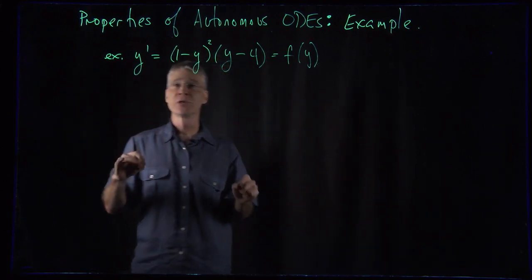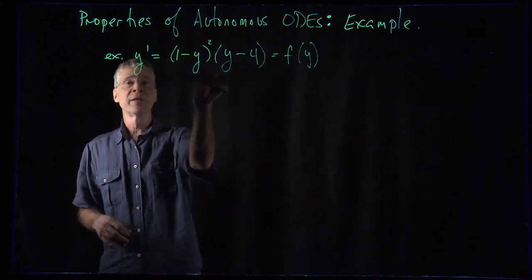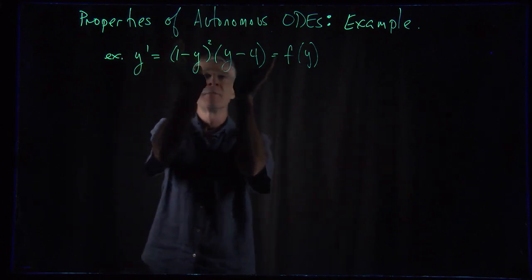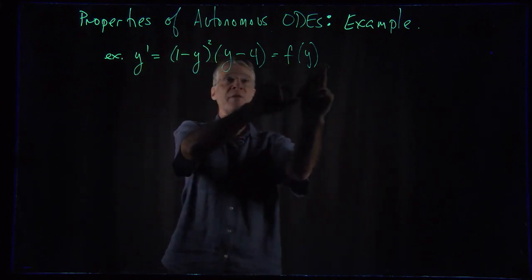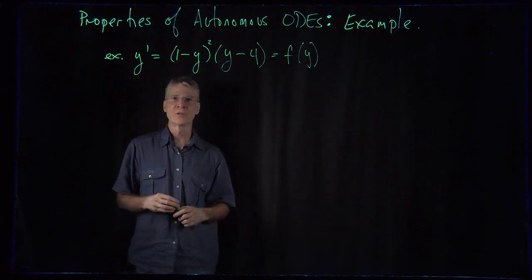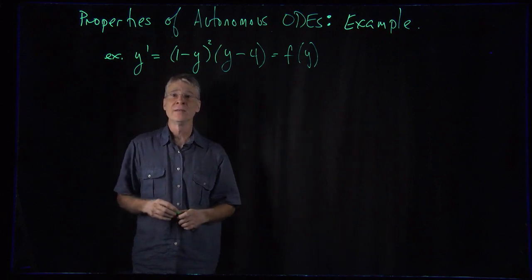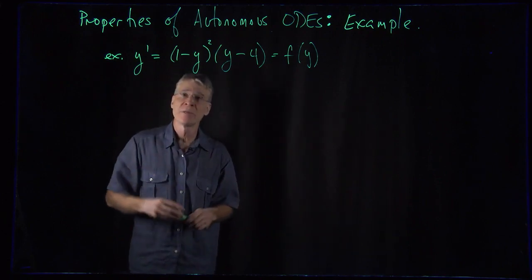But I want to make sure you understand that this is an autonomous differential equation because it's written in the form y prime equals some big mess, which is really nothing but a function of y. t is not explicit in the differential equation. It shows up in dy/dt, but it's not actually a variable in the differential equation. So this is an autonomous differential equation.